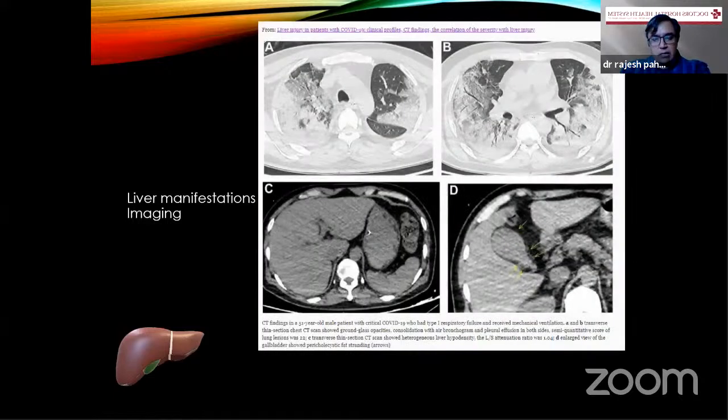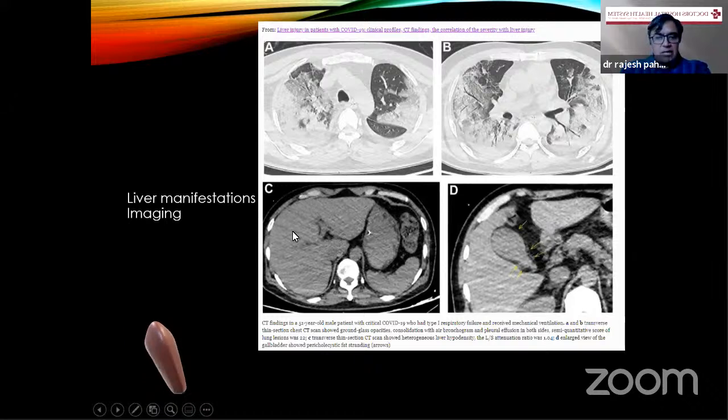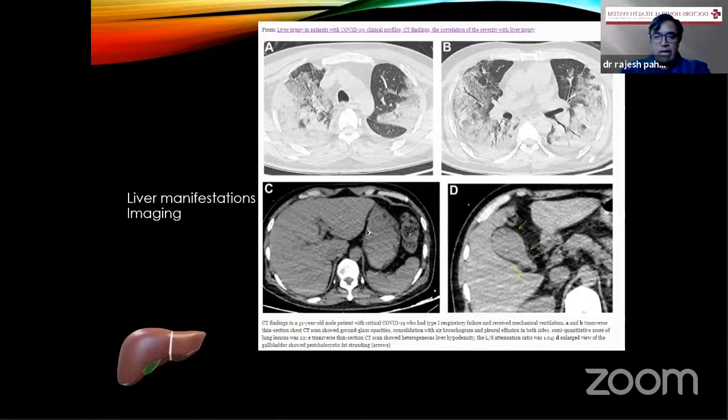There is another case where we can see an extensive involvement of both the lungs, and the liver is showing a heterogeneous hypodense appearance, suggesting hepatosteatosis. And also we can see there is some pericholecystic fat stranding in this case, which is a reactive phenomenon caused by the inflamed liver parenchyma.